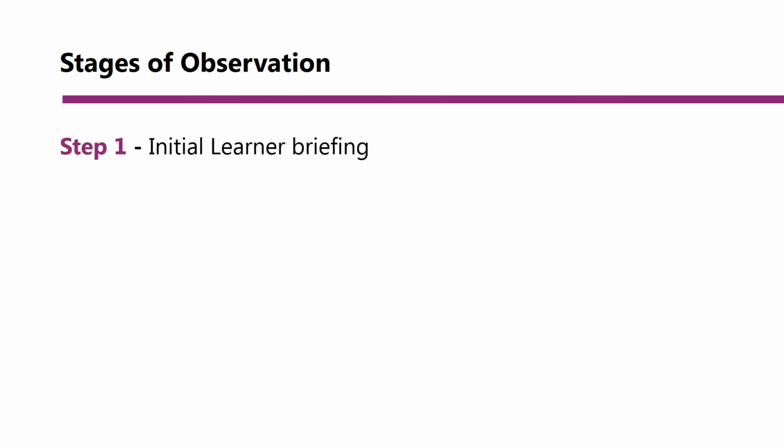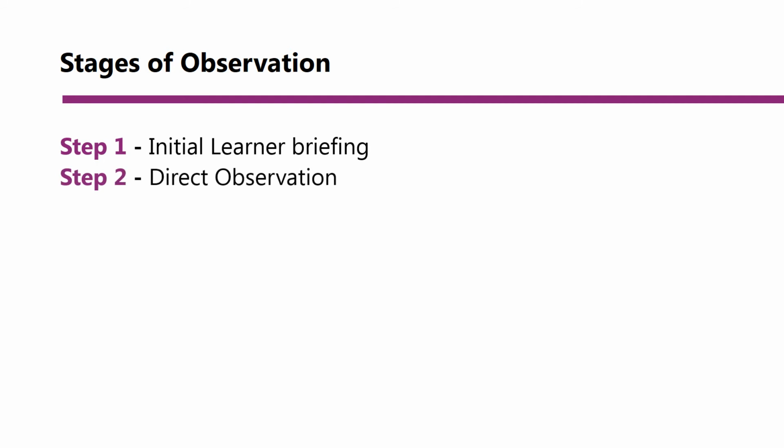So step 1 is the initial learner briefing. Within this step, you'll be looking to cover the assessment criteria, including showing the learner the actual assessment criteria checklist. You'd also look to explain to the learner how the assessment is going to work and at what stage various things are going to happen. And you'd also look to cover the learner appeals process and their right to access that appeals process.